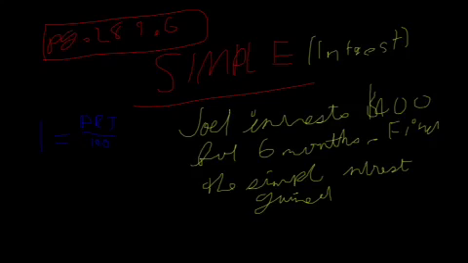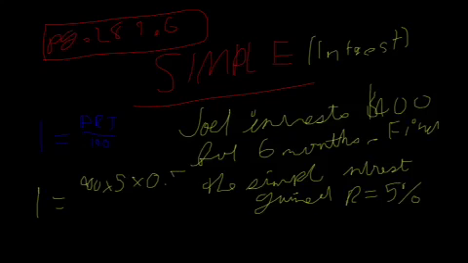So we can just put this into the formula. You know that I is equal to P, and P is 400, times the rate, which is 5%, times 5, times the time, and 6 months is half a year, so that's 0.5, over 100, which is then equal to, let's bring up my calculator, 400 times 5 times 0.5 over 100, that comes up to $10. So he gets $10. That's how much he gets.